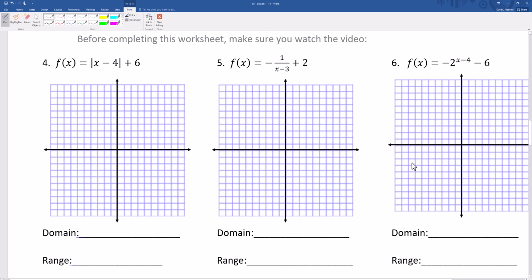Looking at this one, it's exponential. I'm going to use a different color. So normally, it has that kind of shape, but it's going to get reflected. So it's going to get reflected, right? So it's going to actually look like that. And then there's a horizontal shift of 4 and a vertical shift of -6.